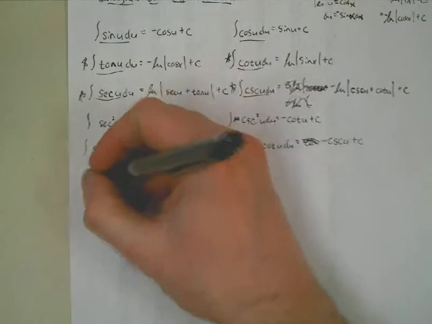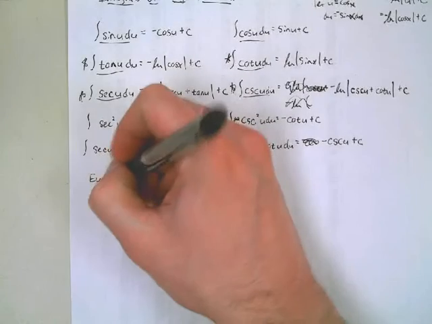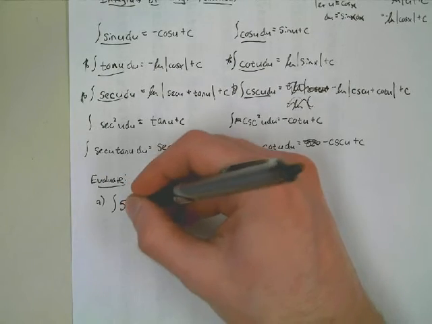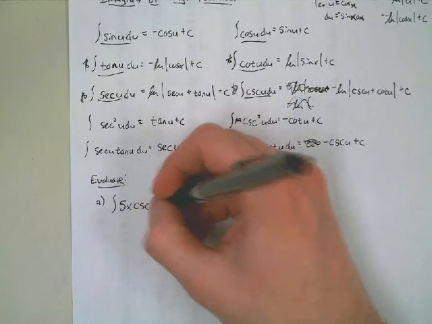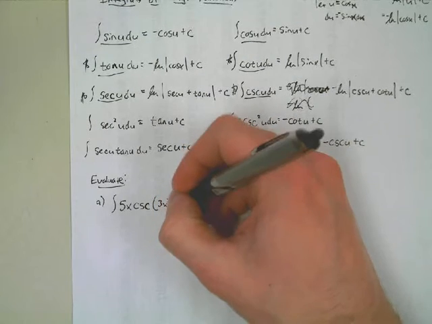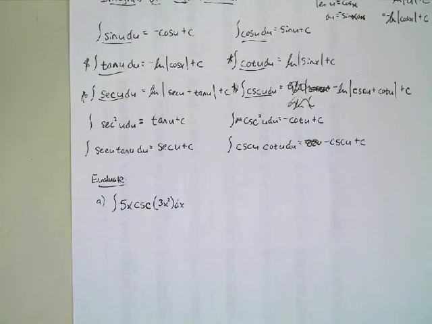Anyway, let's evaluate here. Let's get some practice in with this. The integral of 5x cosecant 3x squared dx.